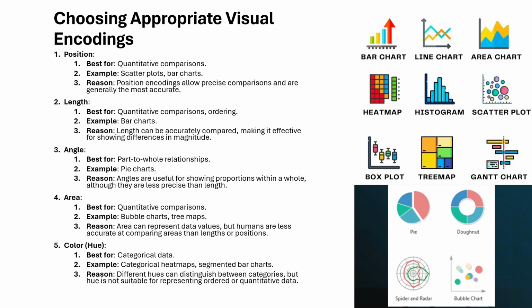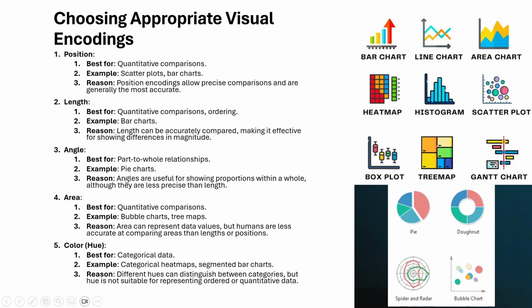The second visual property is length. Again, it is for quantitative comparison or ordering purposes. The length property is very well used in bar charts. You can see that the higher the length, the higher the magnitude of the data; the lower the length, the lower the magnitude. So compared to positioning, length can be accurately compared, making it effective for showing the difference in magnitude. If you want to show the difference in magnitude effectively to the human eye, length is the appropriate encoding method.